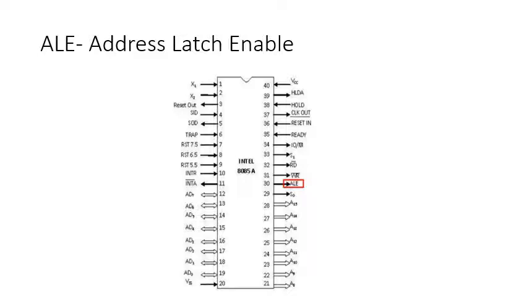This ALE is used to enable the address latch. It indicates whether the bus functions as address bus or data bus. If ALE is equal to 1, then the bus functions as address bus. If ALE is equal to 0, then the bus functions as data bus.